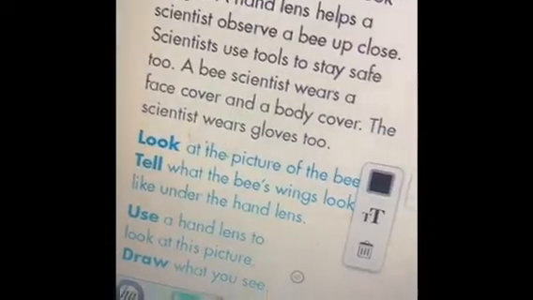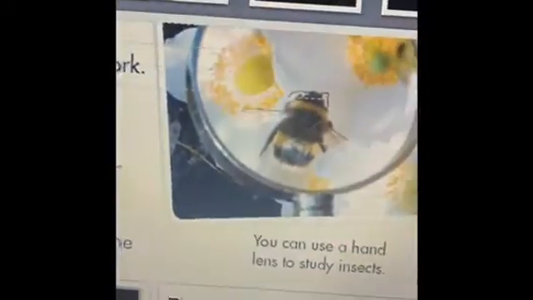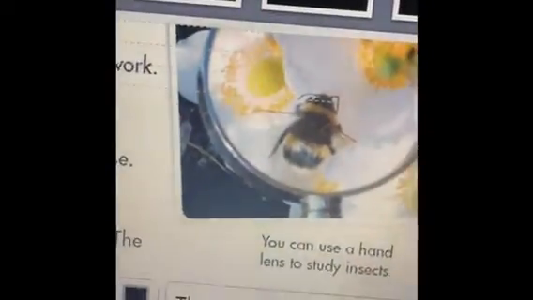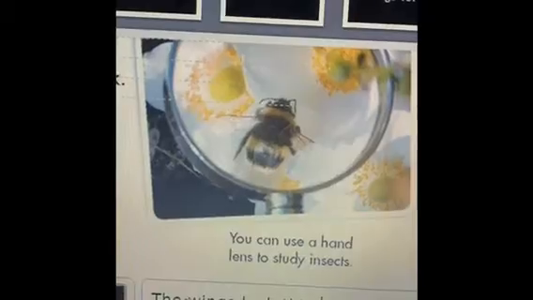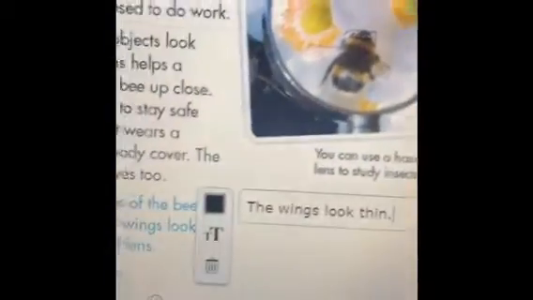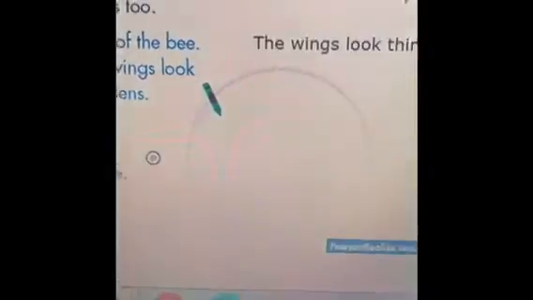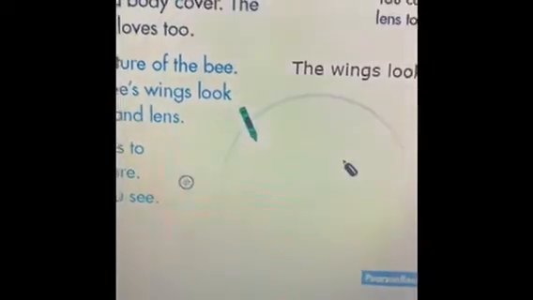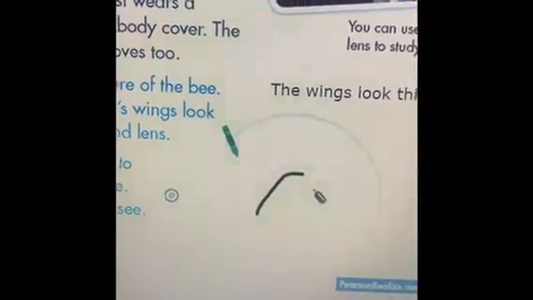Okay, the second question: use the hand lens to look at this picture. Draw what you see. If we use a hand lens to see this picture again, we have some plants here. What might we see other than this insect, other than the bee? We might see a ladybug. Let's draw it here together.